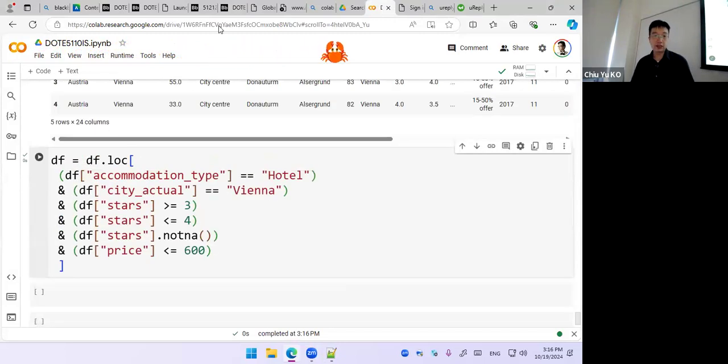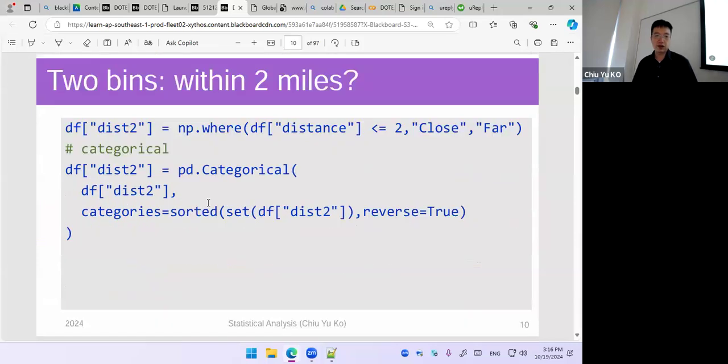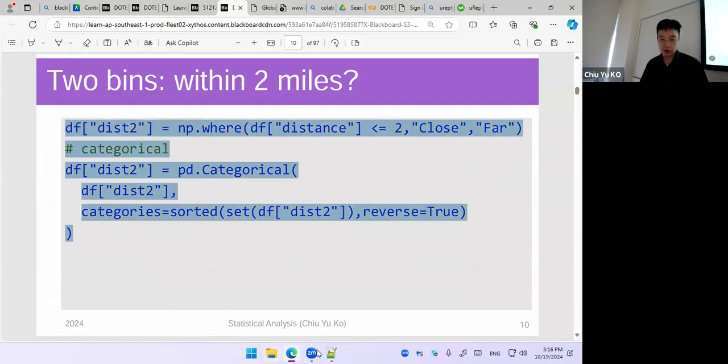Let me quickly go to the next one. I think that's more fun. So the first thing we do is divide them into two categories. The way we do it is np.where, trying to see if less than 2 miles, it's close, otherwise far away. Then we declare it to be a categorical variable, because we need to plot them. That's called pd.Categorical, and categories are all the possible values there. There's a set function here, and I sort them.